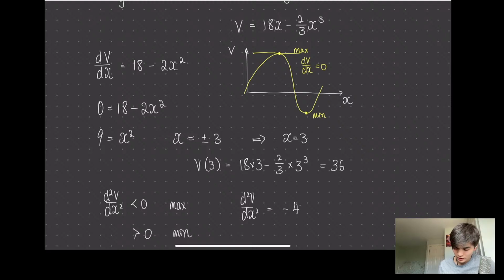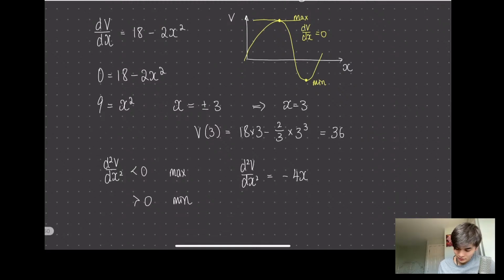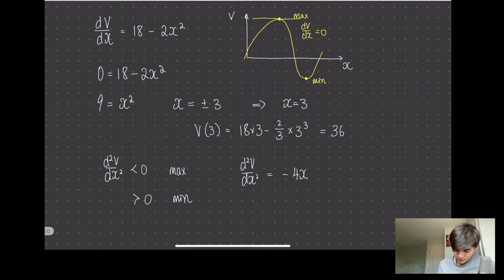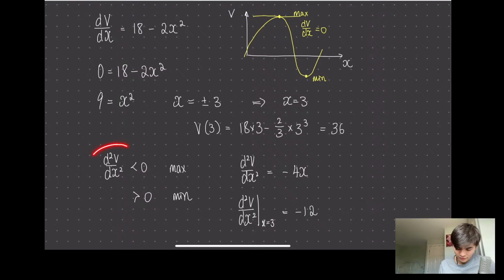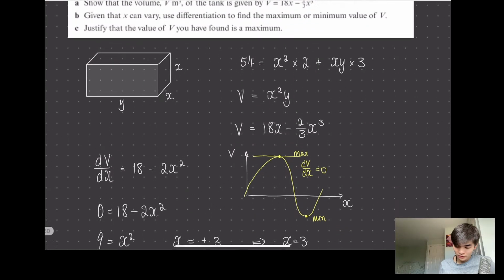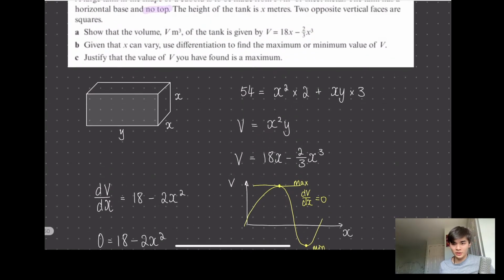which would be minus 4x. And we know that the x value is 3. And I like to write it like this. If I'm evaluating a derivative at a place, I'll draw this long line afterwards and then write down the value that I want to evaluate it at. So x equals 3. If we pop that in, you can see that that's minus 12. And we said that if that value was less than 0, we'd be at a maximum. So we've shown that it's a maximum there in that question.